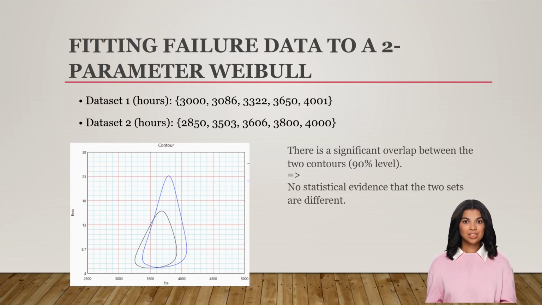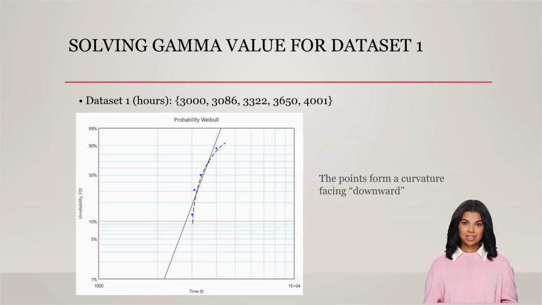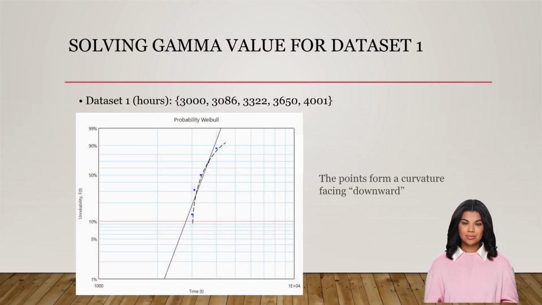You want to know if gamma exists, and so, you proceed with the 3P Weibull analysis. Perhaps you are convinced that it is not possible to fail within the first 1000 hours. Note that you are expecting a positive gamma. Now, let me explain how gamma is calculated using Dataset 1.